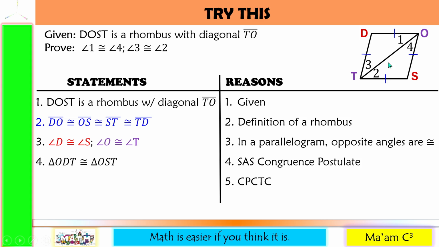And since these two triangles are congruent, then their corresponding parts are also congruent. So imagine that we are going to fold this into this diagonal and put one on top of the other. Then angle 1 is congruent with angle 4 and angle 3 is congruent with angle 2.